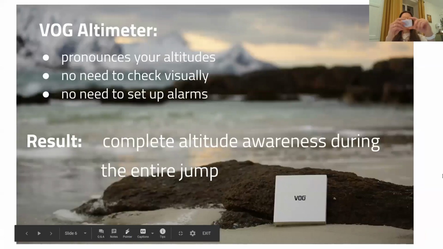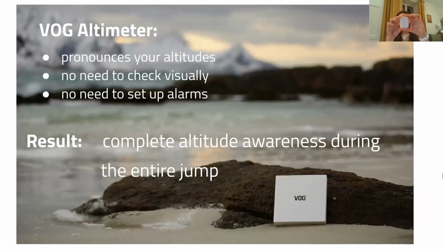Vog altimeter. Here we are. There is a small device. It has quite a nice design, compact size and light weight. You don't need earphones for it. The altimeter fits easily into most helmets. It does not have any buttons, no buttons at all, because you don't need them.